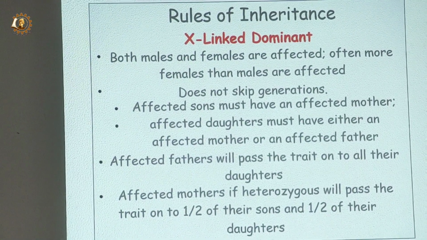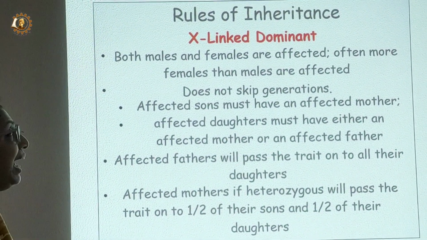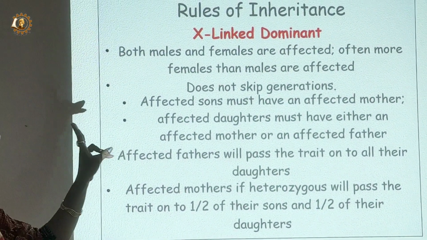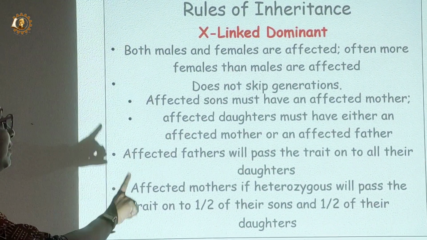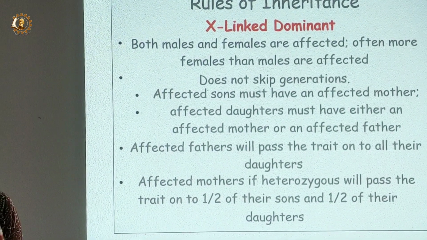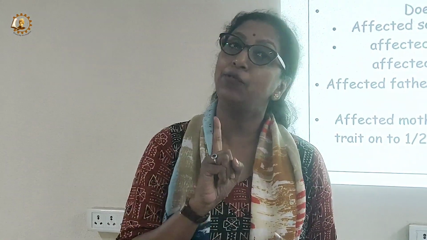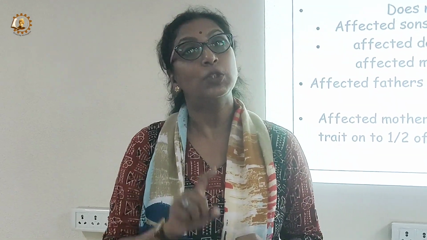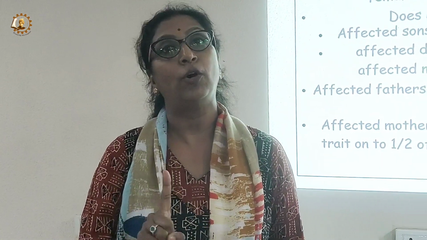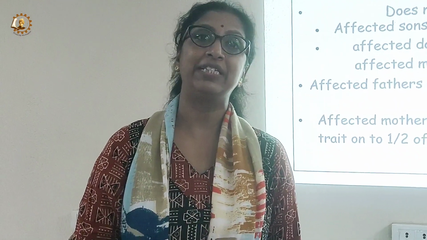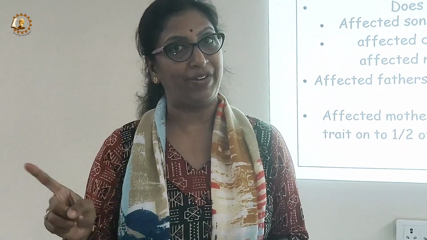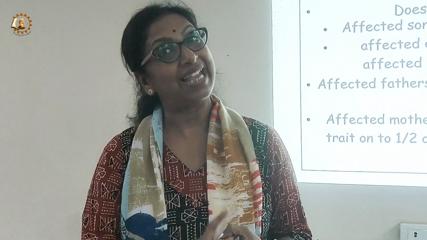No skip of generation. Affected sons must have an affected mother and affected daughters must have either an affected mother or an affected father. This point is very important because an affected son always receives only one X from his mother because they receive Y from their father. So this X is very important for the male child. All the male children will be affected if their mother is carrying one affected X chromosome.